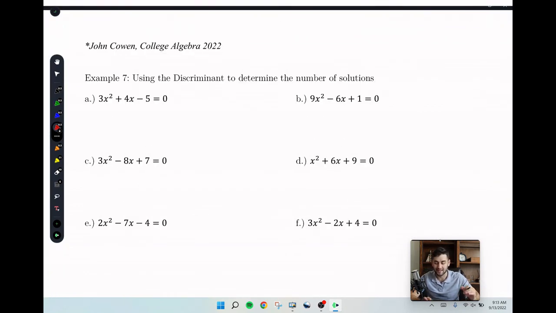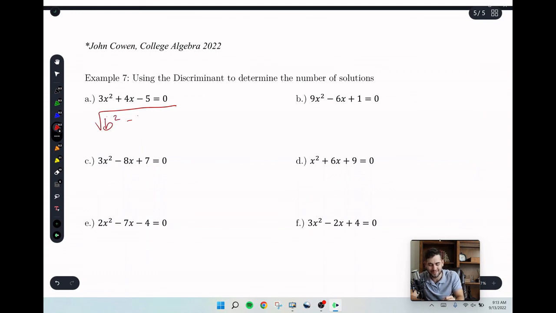The discriminant, like we said, is the thing underneath the square root, so negative b plus or minus the square root of b squared minus 4ac. So literally just plug in some of those numbers we got. We're not doing the square root, right? We're just doing the discriminant.